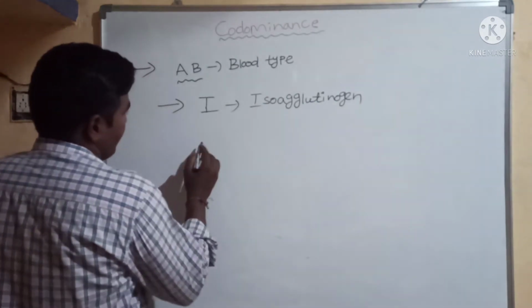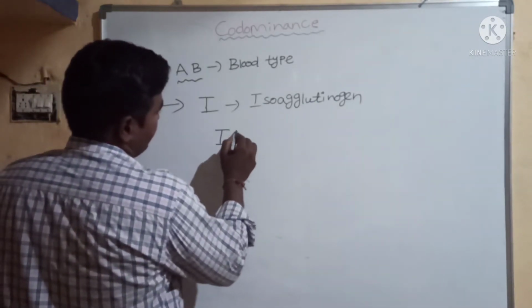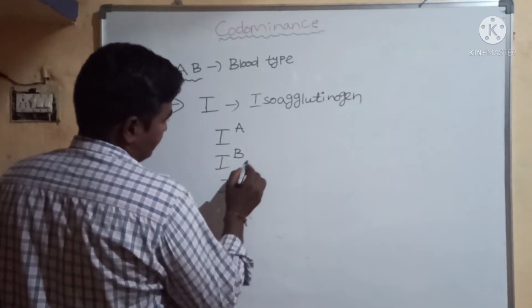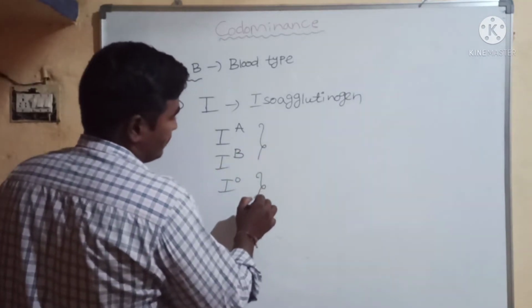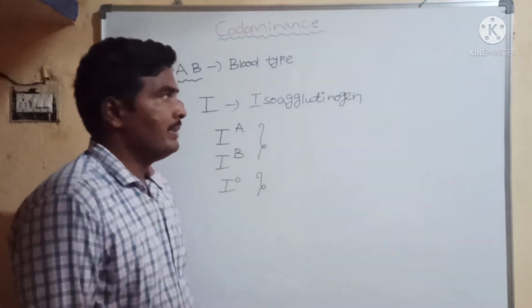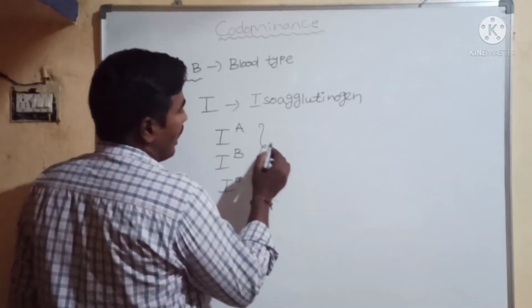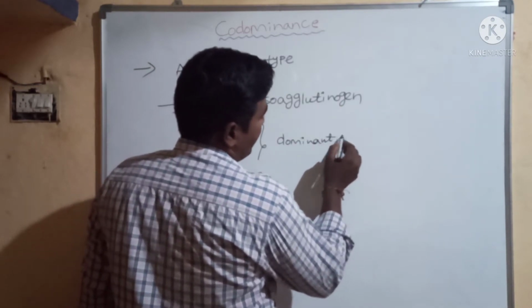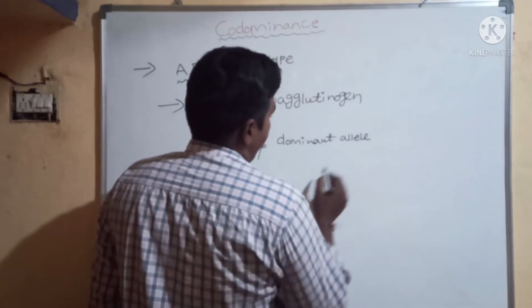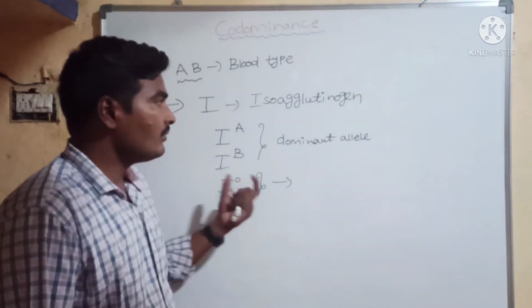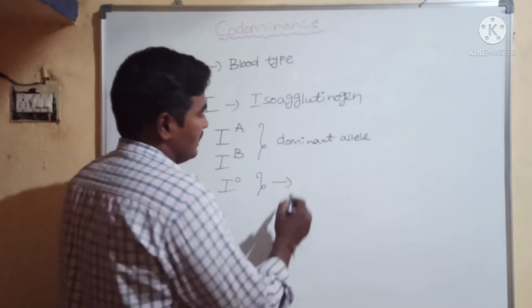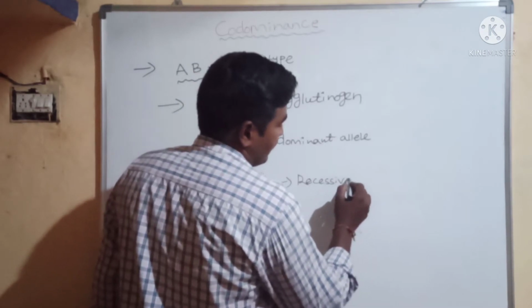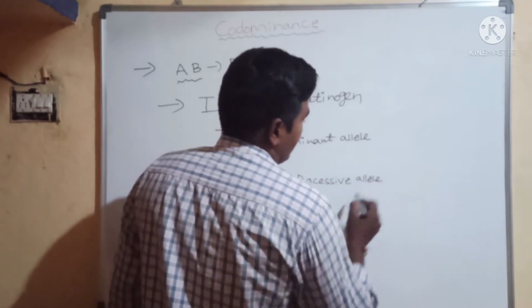Now those three alleles are IA, IB and I naught. Here IA and IB are dominant alleles, and I naught is a recessive allele.